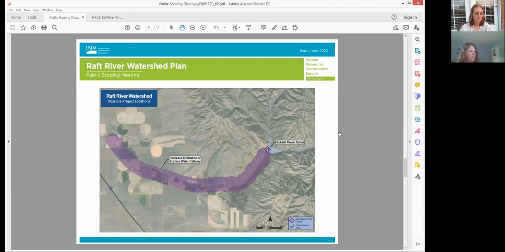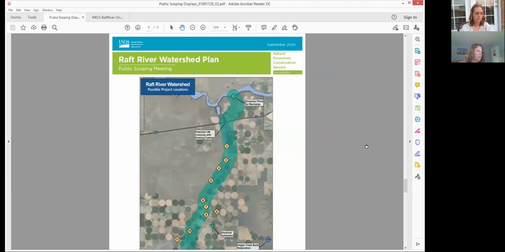The next slide shows a close-up of the Sublet Reservoir area and possible project locations related to agricultural and flood control projects as well. And those will be evaluated to decrease groundwater diversions and also protect from flood risk. Next slide, please.